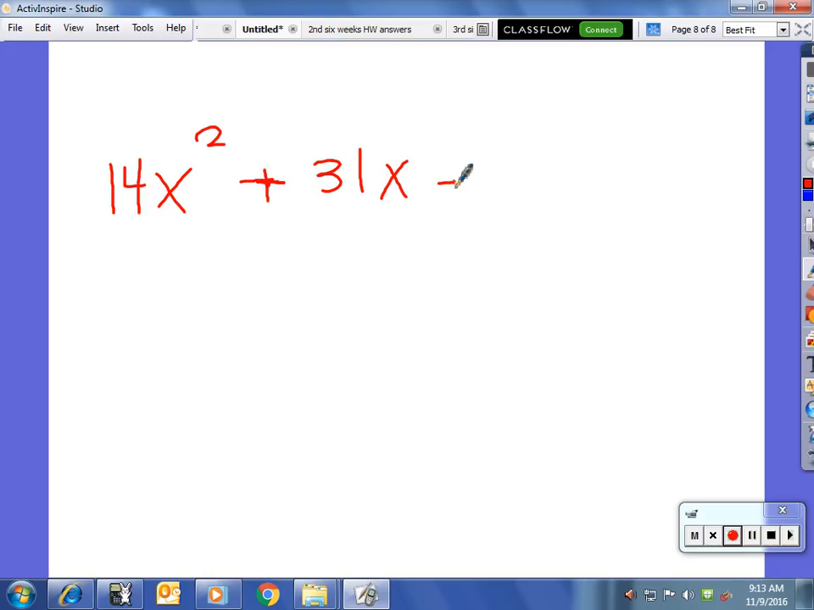31x minus 10. This is where your calculators might help you find all the factor pairs, because there's a lot of them. What product are we looking for? Not just 140. Negative 140. If your last term is negative, or if your total is a negative total, then your signs have to be different.